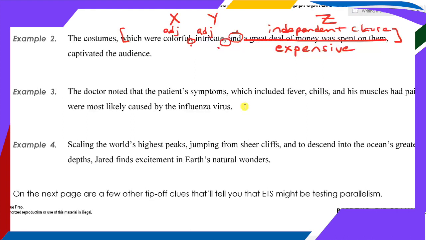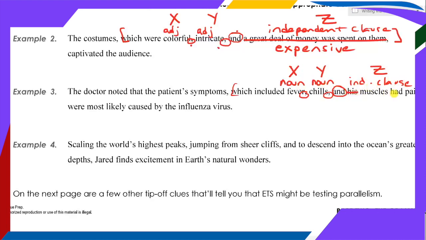So the doctor noted that the patient's symptoms, which included fever, chills, and his muscles had pain, were most likely caused by the influenza virus. So again, very similar situation. This which clause nestled in the middle of another clause, and in that which clause we have a comma, and an and. So there's our comma series, and in that comma series, our X now is a noun, our Y is a noun, and our Z is same as above. Actually, we have an independent clause. Don't want to do that. That lacks balance. We have noun, noun. We want a noun here.